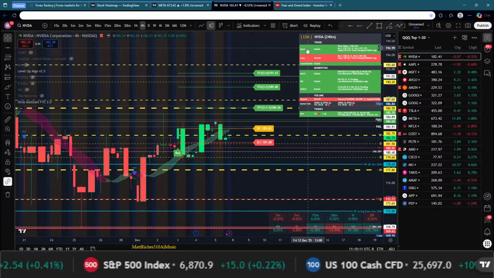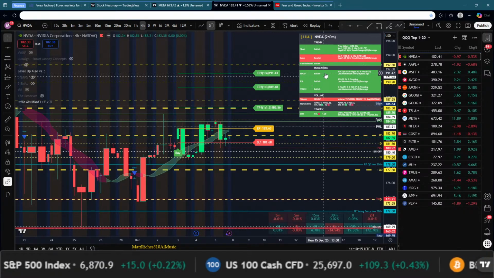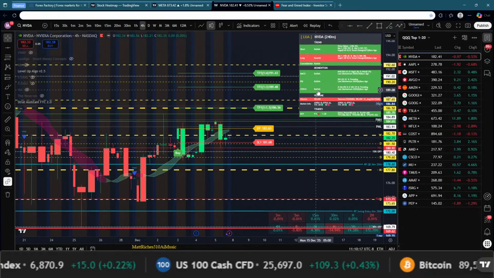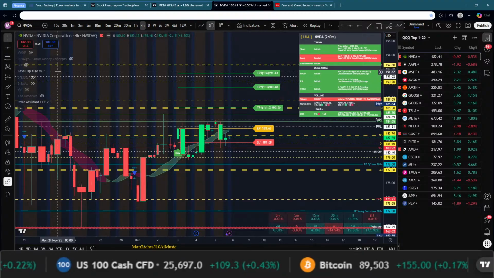We have green on the short trend. All the momentum is green. The MACD, the RSI, stochastics. So yeah, go ahead and get in.